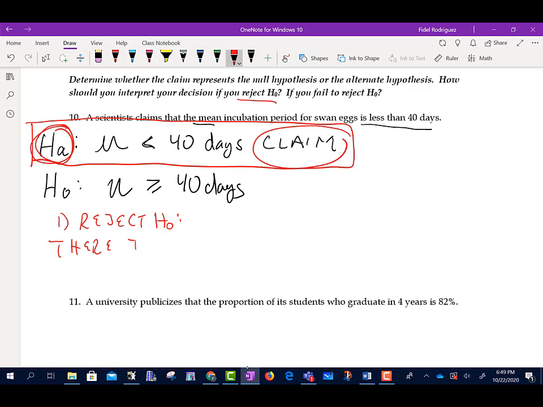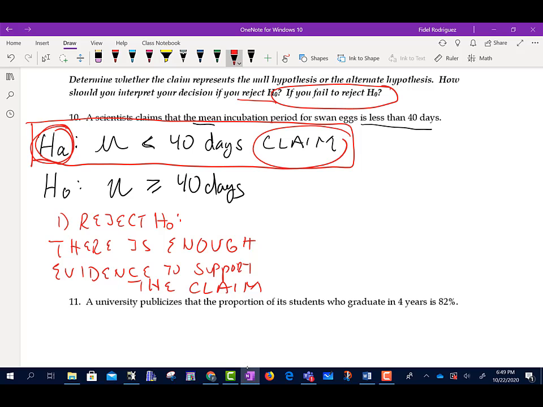there is enough evidence to support the claim. Okay. Now, the second part says, what happens if we fail to reject? Number two, if we fail to reject the null.